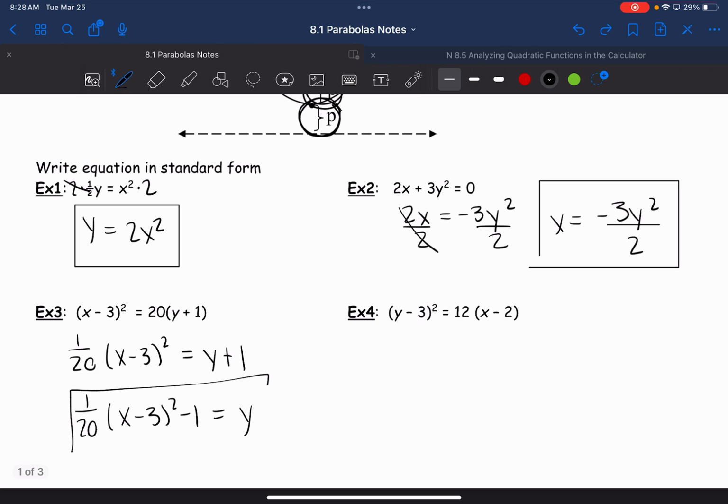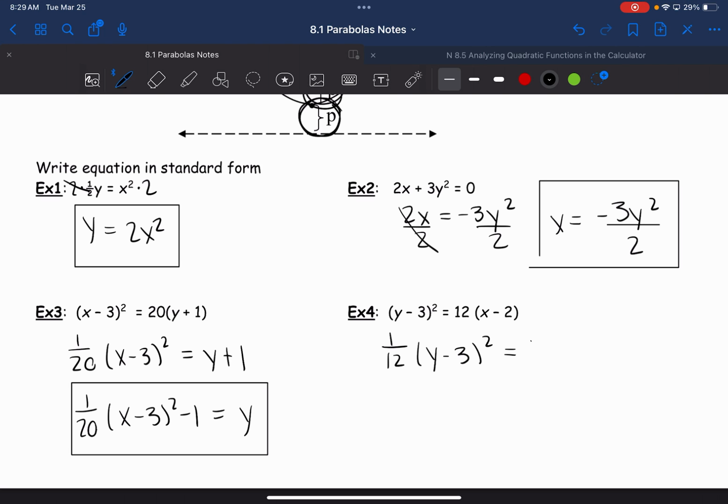All right, and then that meant for example number 4, we were trying to get the x by itself then, right? So kind of the same process. We would probably want to divide first, right? So now we would have 1/12 times y minus 3 quantity squared equals x minus 2. And then to get x by itself, I'd simply add the 2, right? So I'd have 1/12 times y minus 3 quantity squared plus 2 equals x.